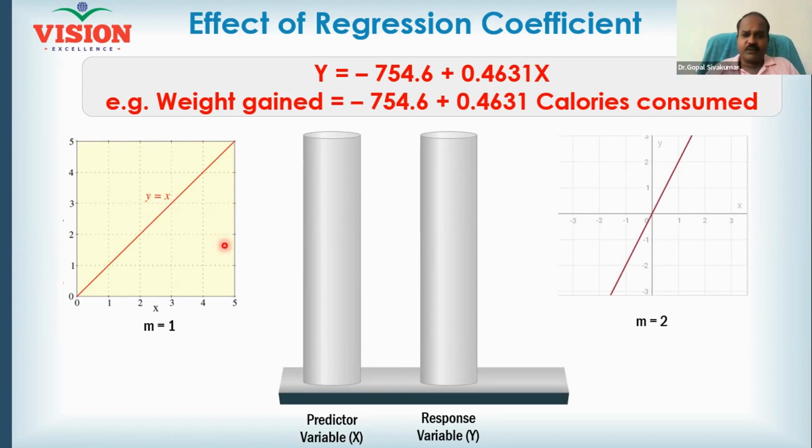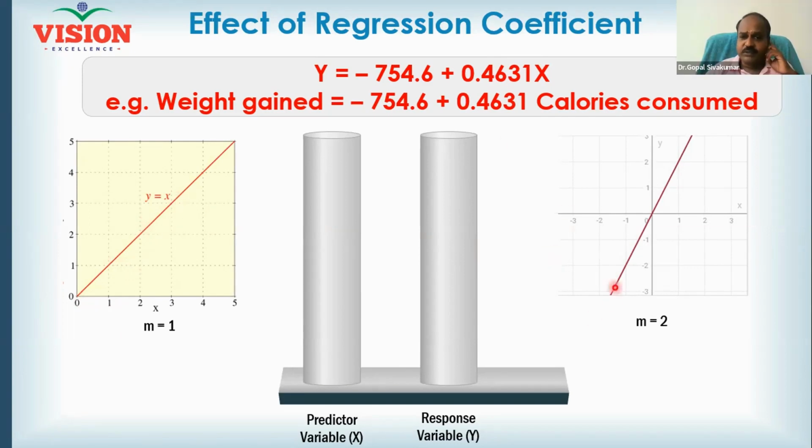That means here, first of all, the relationship is positive. Why is it positive? Because regression coefficient is 1. What is this 1 telling? When I increase x by 1 unit, y will also increase by 1 unit. Increase x by 1 unit, y increases by 1 unit. Another 1 unit, another 1 unit, another 1 unit.